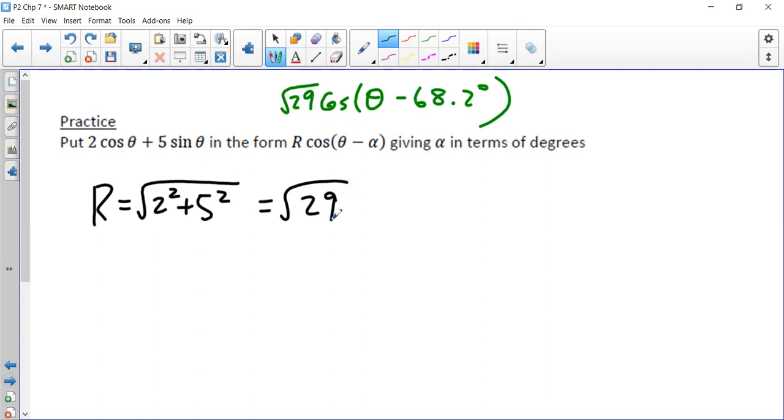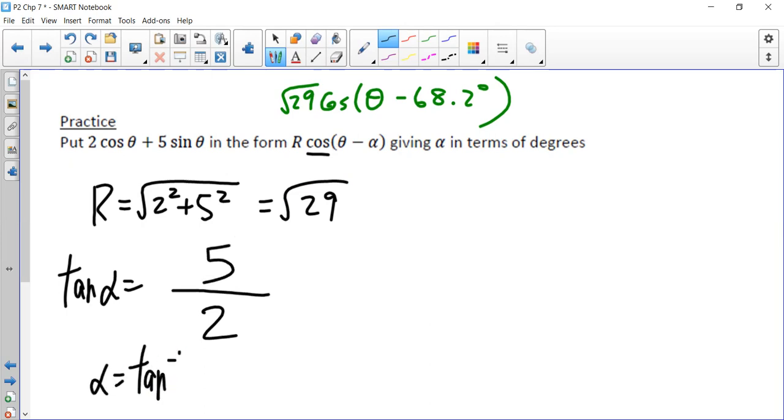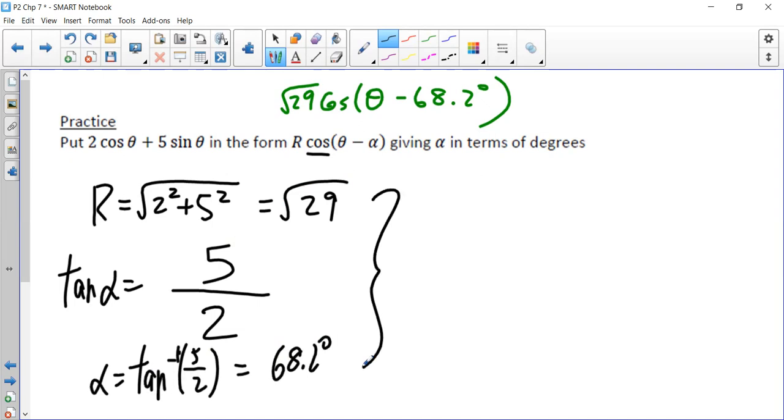So straight away, the tan alpha value. Now this time they want cos. There's a cos in the question. Therefore, the cos coefficient goes underneath, the 2, and therefore the 5 will go on top. So arctan of 5/2 is 68.2 degrees. And therefore, don't forget to write the final answer.